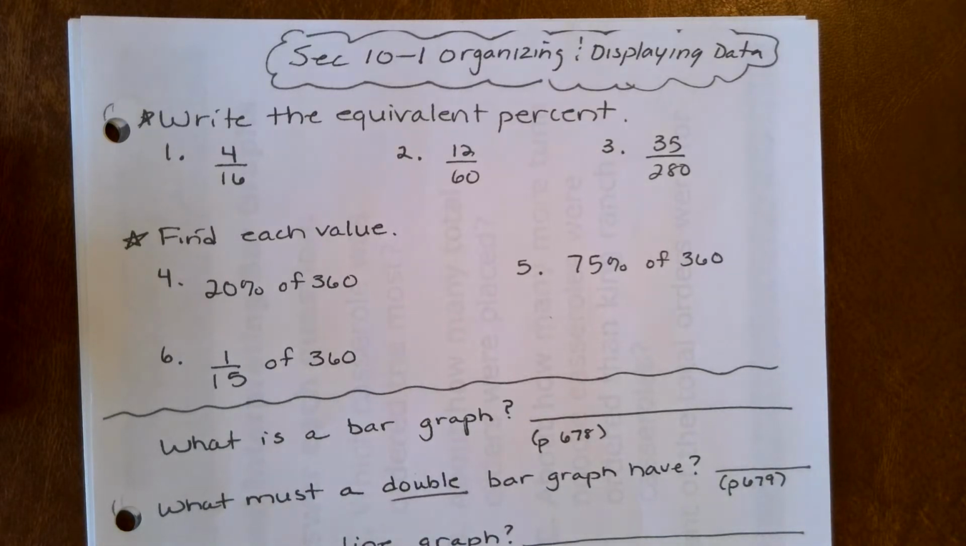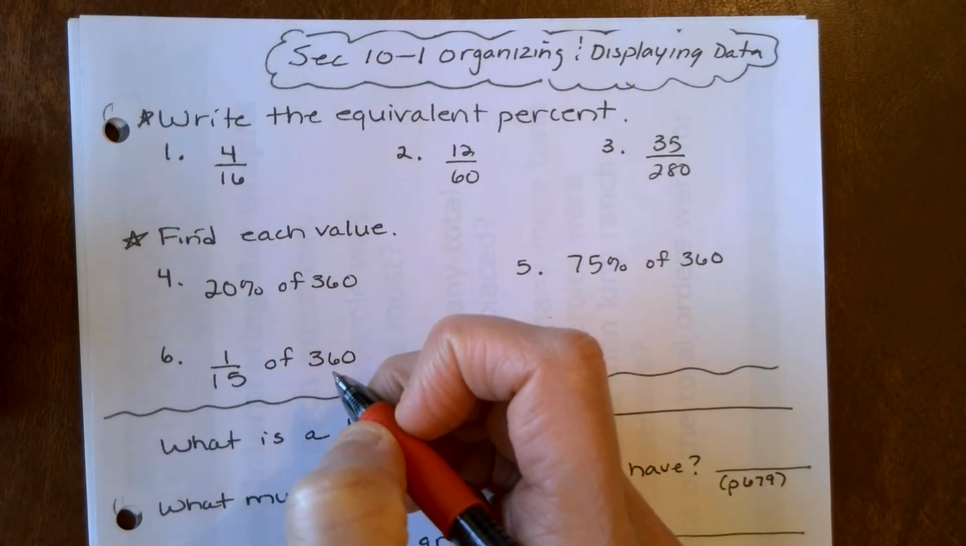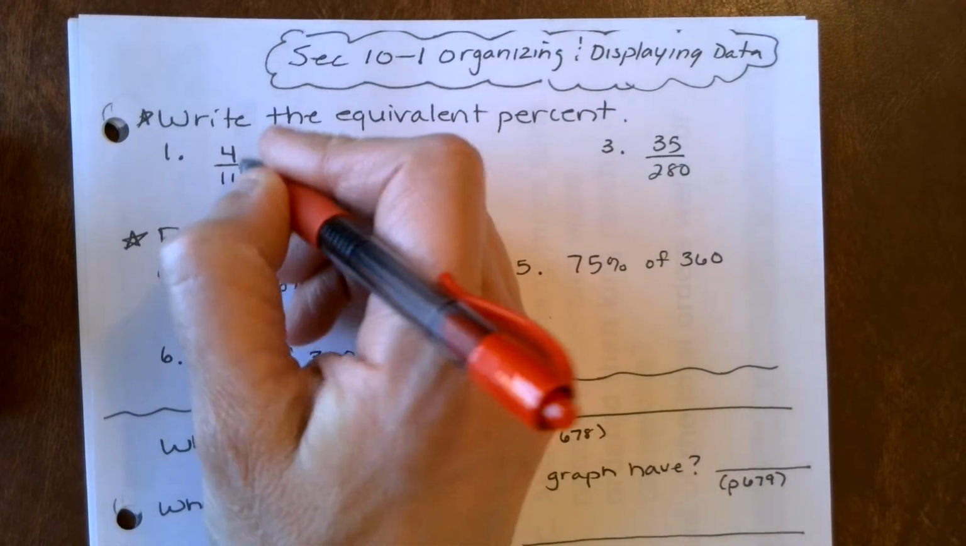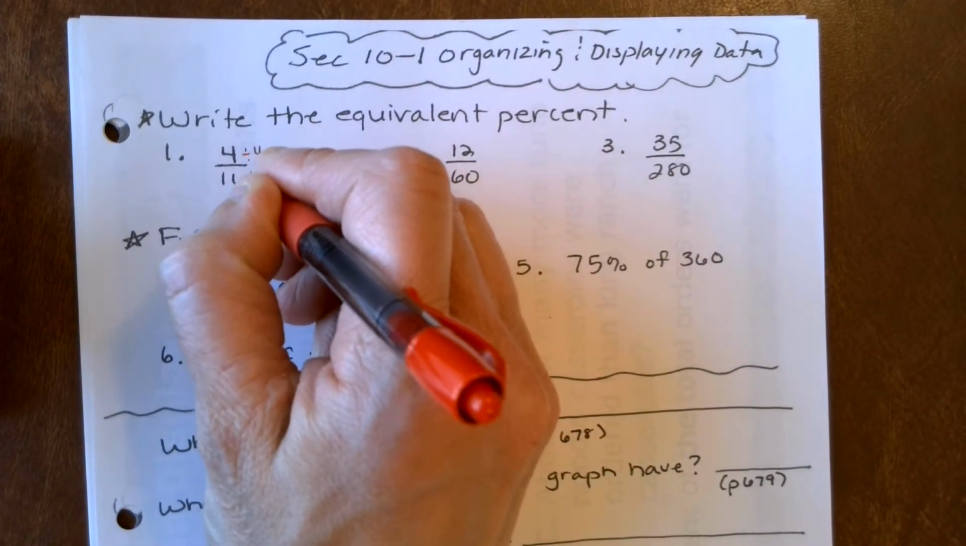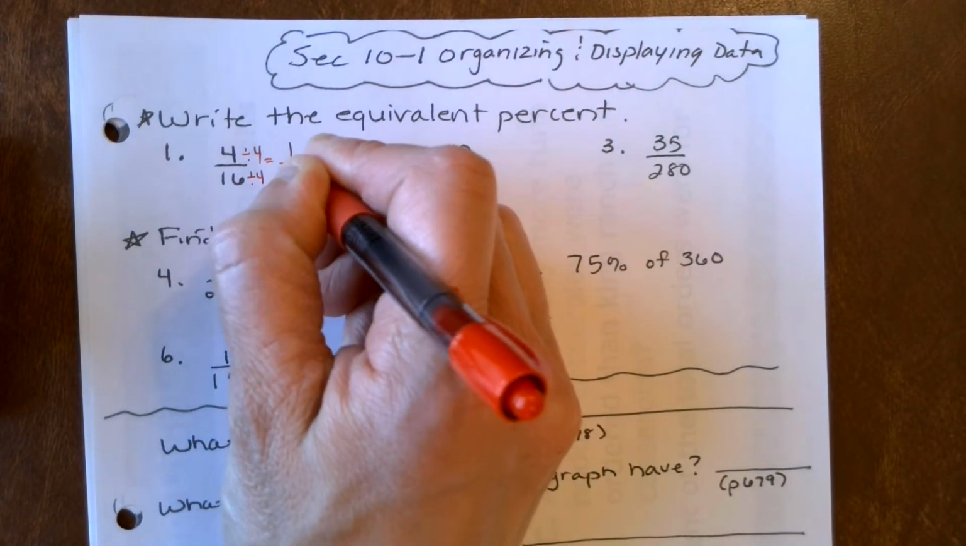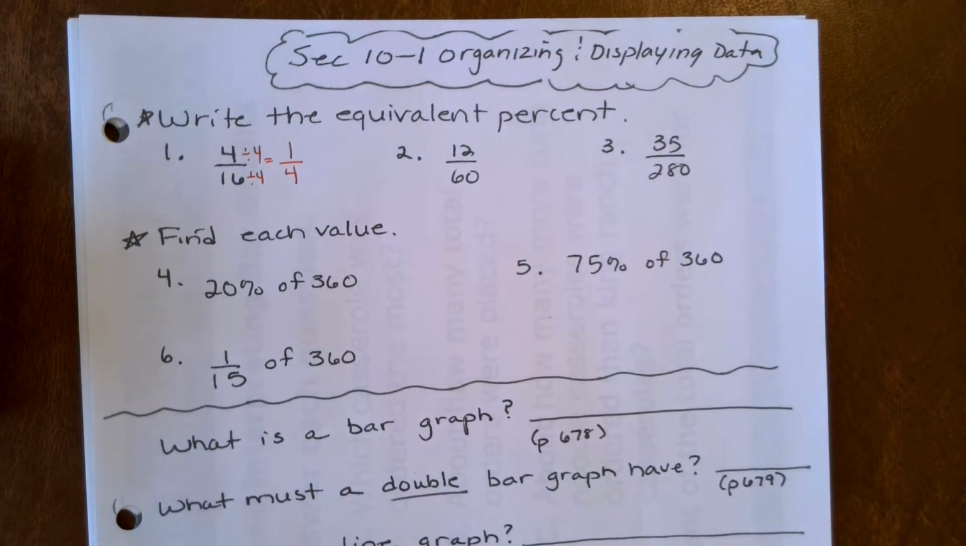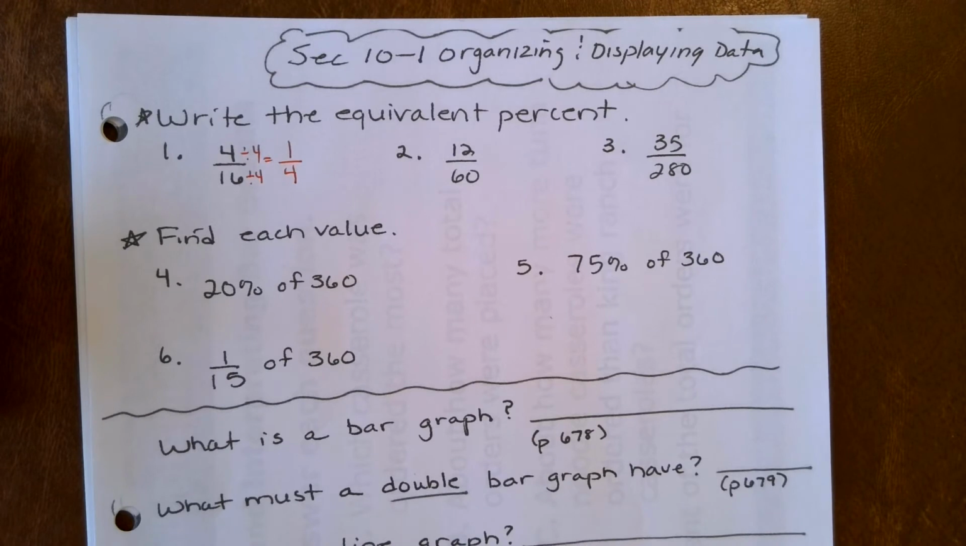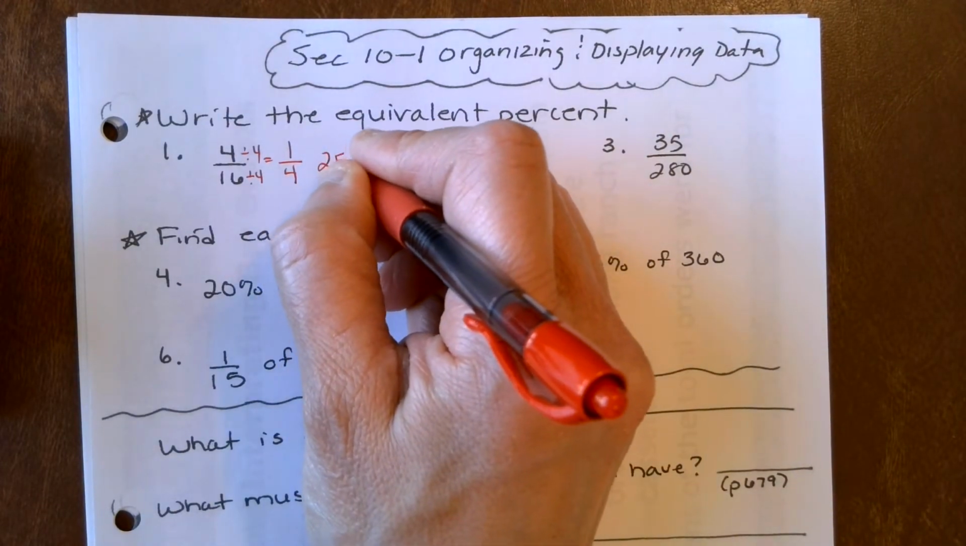All right, welcome back. So the equivalent percentage for this, if you notice, you can reduce this dividing by 4. That reduces to 1/4. And to get the percentage, you can, of course, do 1 divided by 4, or hopefully you just know that 1/4 of a pizza or something is equivalent to 25%.